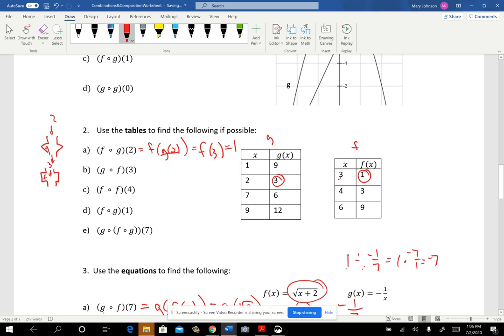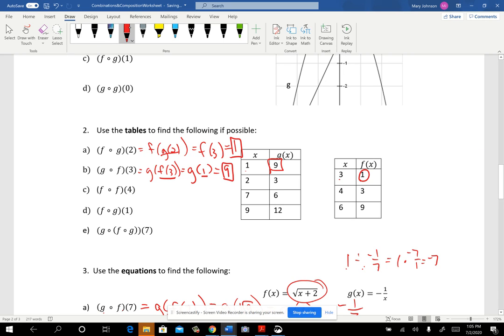All right, let's flip it around. Here I'm trying to do g of f of 3. This time I need to start with the table for the f. I've got f on top this time. I'm not going to draw it this time. So we're going to do f of 3. F of 3 is 1. So now I need to do g of 1, and that's going to give me 9. So that's my overall answer.